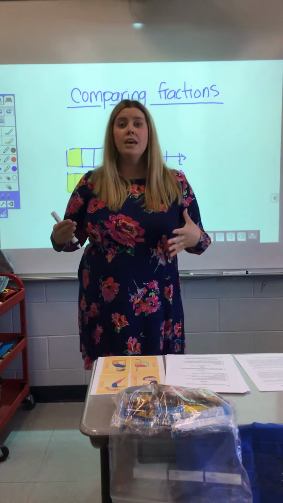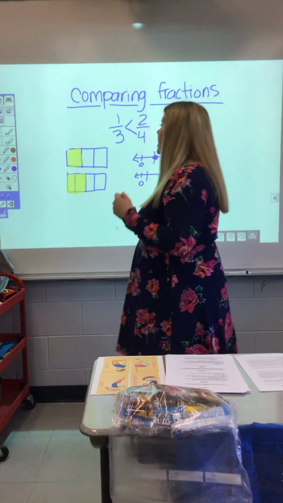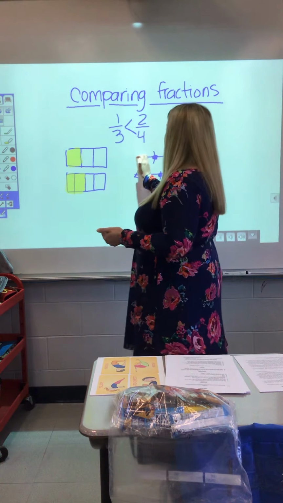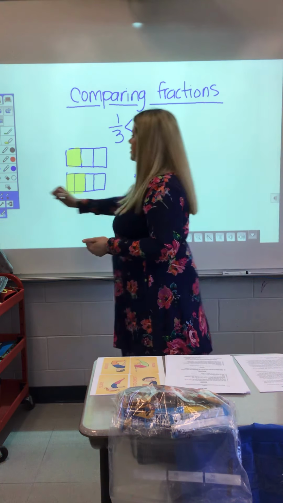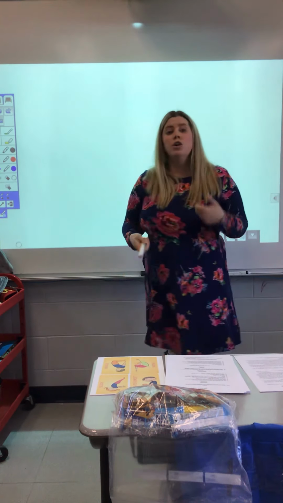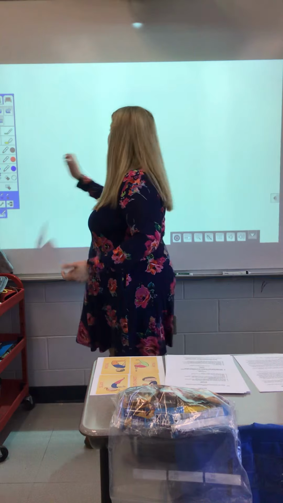Okay? So making a model, totally a viable option. However, especially once you get into bigger fractions or mixed fractions, actually let's do this. Okay, you might want to have another strategy. So let's put our fractions back up.